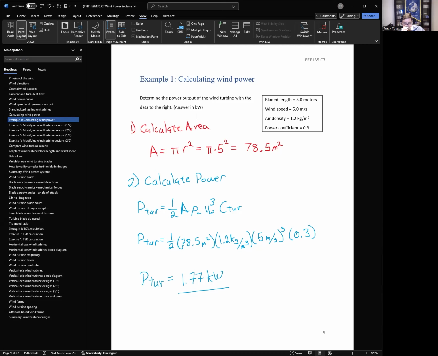We'll say this: if you live out on a farm, you can install this, and as long as the wind is constant at 5 meters per second, which is about 10 miles per hour, you'll be able to power your house.